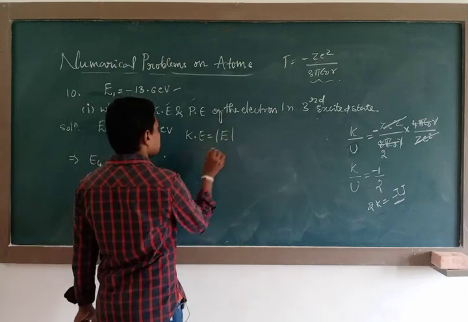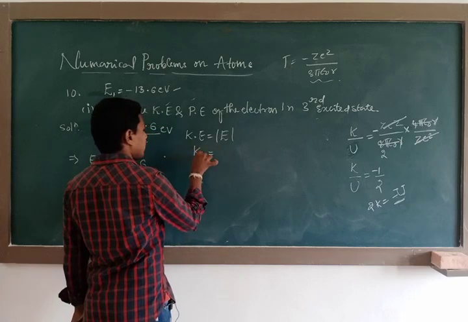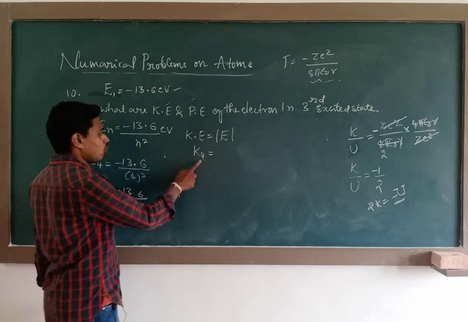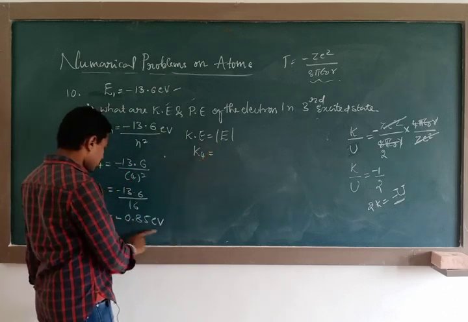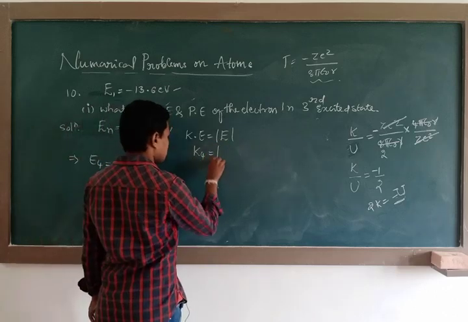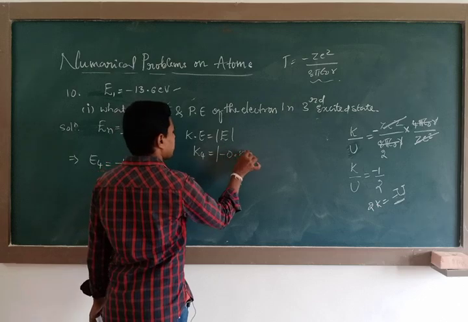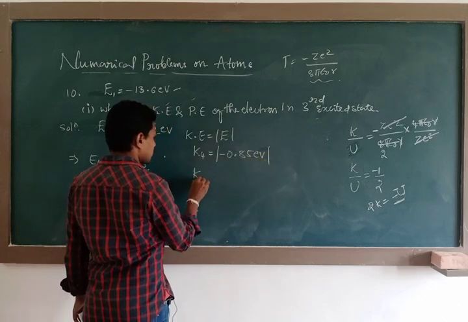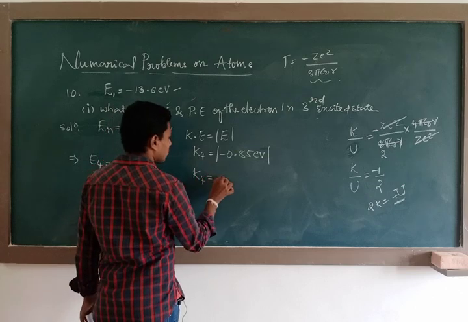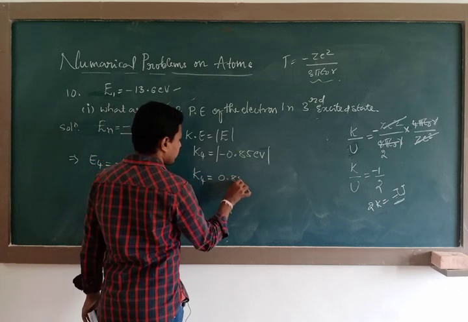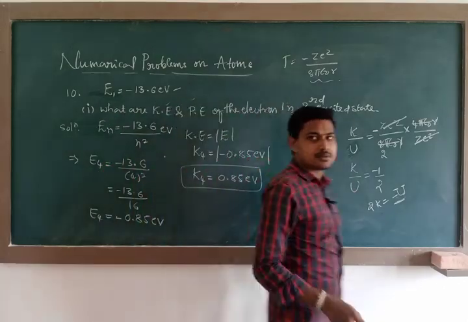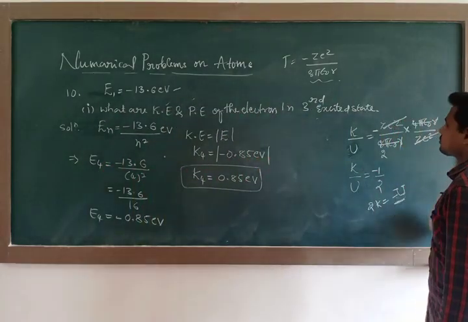What is the total energy corresponding to the fourth orbit? You take it as K4. Kinetic energy in the fourth orbit must be equal to the magnitude of this total energy. That is the magnitude of minus 0.85 electron volt. So the kinetic energy in the fourth orbit becomes 0.85 electron volt. This is the answer. Next.